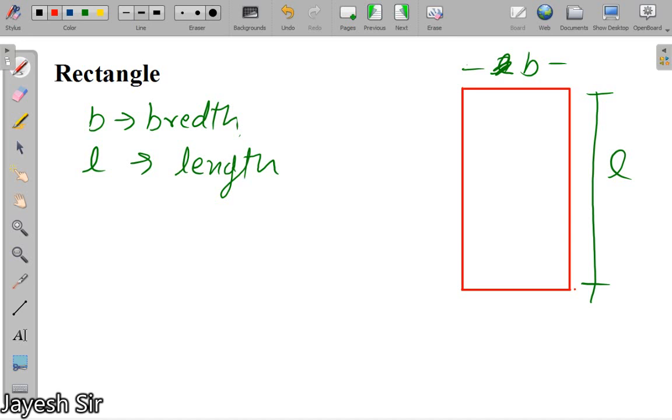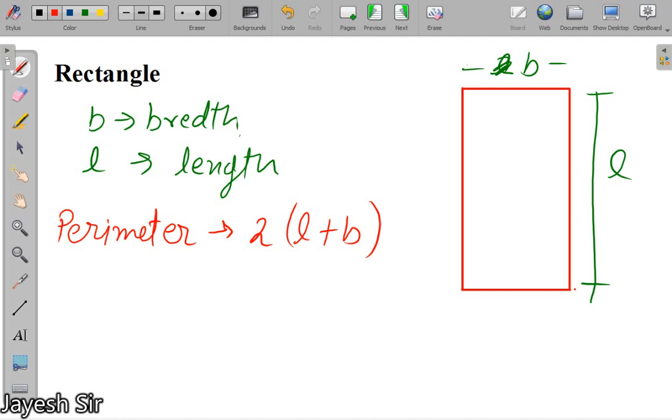So let us write down the formulas. You have to write down all these formulas and you have to memorize them as well. So the parameter of a rectangle is 2 into (L plus B). Parameter of any object is the sum of all its sides, so B plus B, 2B, L plus L, 2L, so 2(L plus B). Second is area. Area of a rectangle is L into B.